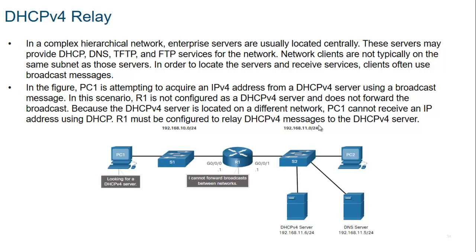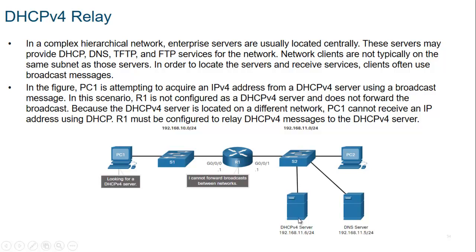In a complex hierarchical network, enterprise servers are usually located centrally. These servers may provide DHCP, DNS, TFTP, and FTP services for the network. Network clients are not typically on the same subnet as those servers. In order to locate the servers and receive services, clients often use broadcast messages. Let's look at the figure.